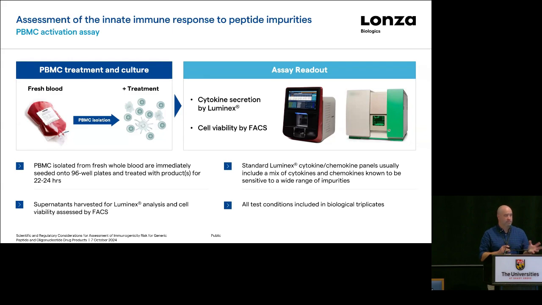And we tend to do around 8 to 13 plex. I'll touch on that a bit later. And then also using high throughput flow cytometry to look at the cell viability, which a number of people have mentioned is obviously very important.